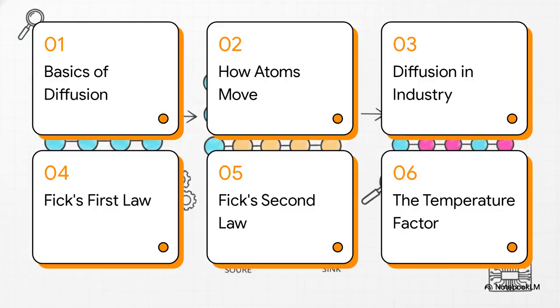Here's our roadmap for today. We're going to quickly cover: 1. The basics of diffusion. 2. How atoms actually move. 3. Diffusion in industry. 4. Fick's first law. 5. Fick's second law. And finally, 6. The temperature factor. Let's jump right in.